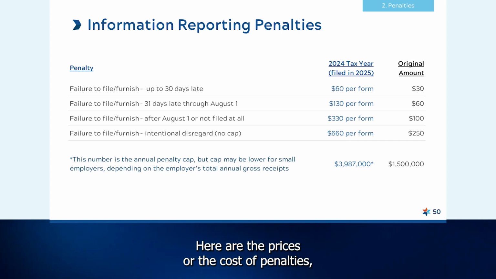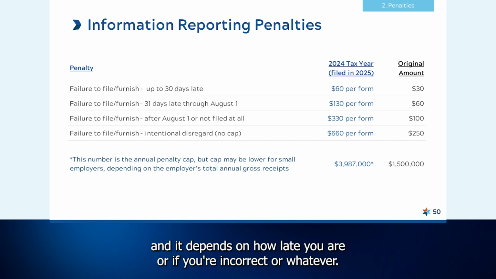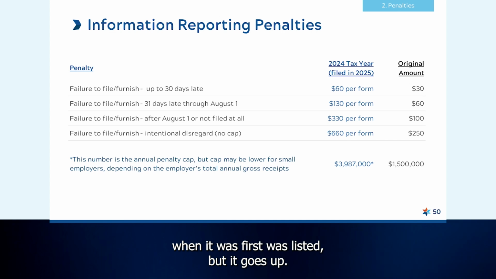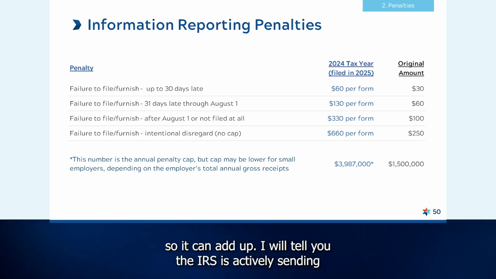Here are the prices or the cost of penalties, because I always have people ask me, and it depends on how late you are or if you're incorrect or whatever. Here's your chart, but you can see the original amount when it was first listed, but it goes up. It's indexed by inflation every year. And remember, it's per form. So it can add up.